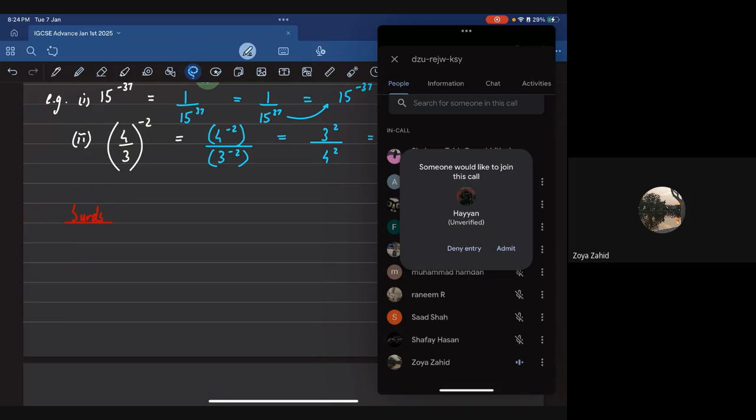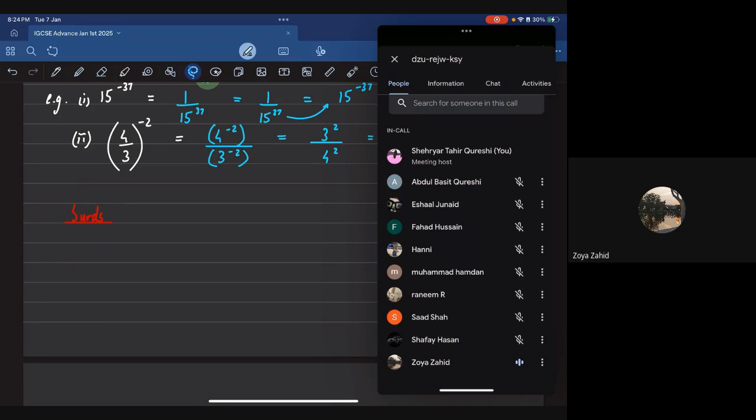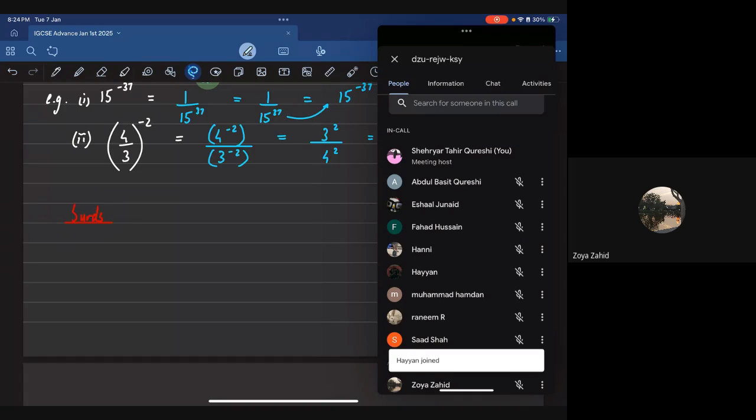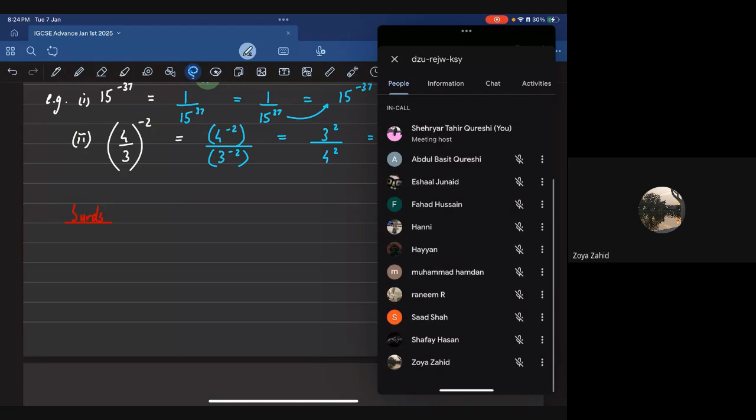The light rationalization. Rational what? Sorry? Rationalization. Very well done. Excellent. Yes, that's one aspect of using surds. And what about you, Shafir? What comes to your mind when I say the word surds?